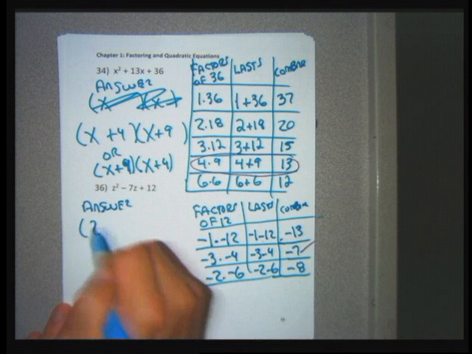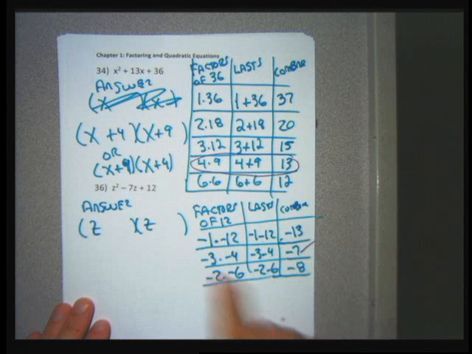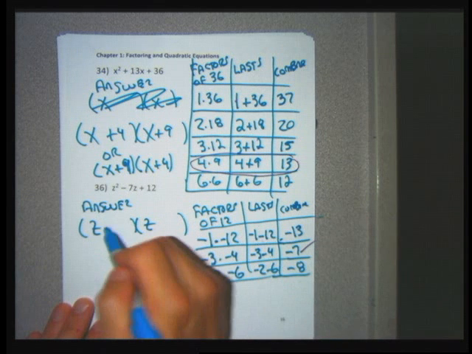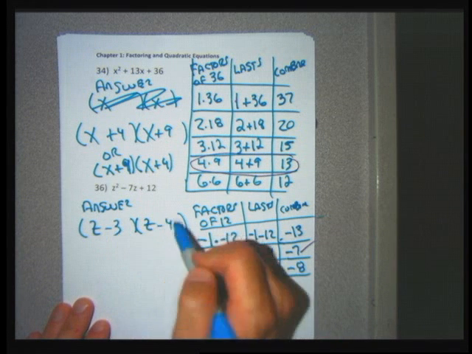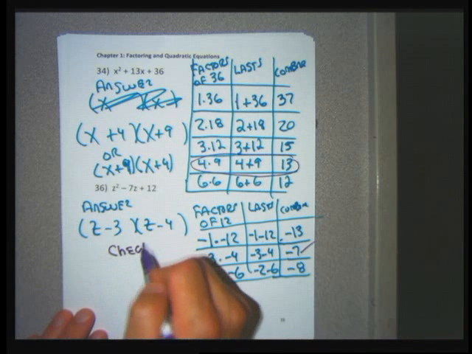I'm going to break my z's up as the firsts, and my lasts are going to be a -3 and a -4. It's completely optional, but I certainly can check. To check, I would FOIL.